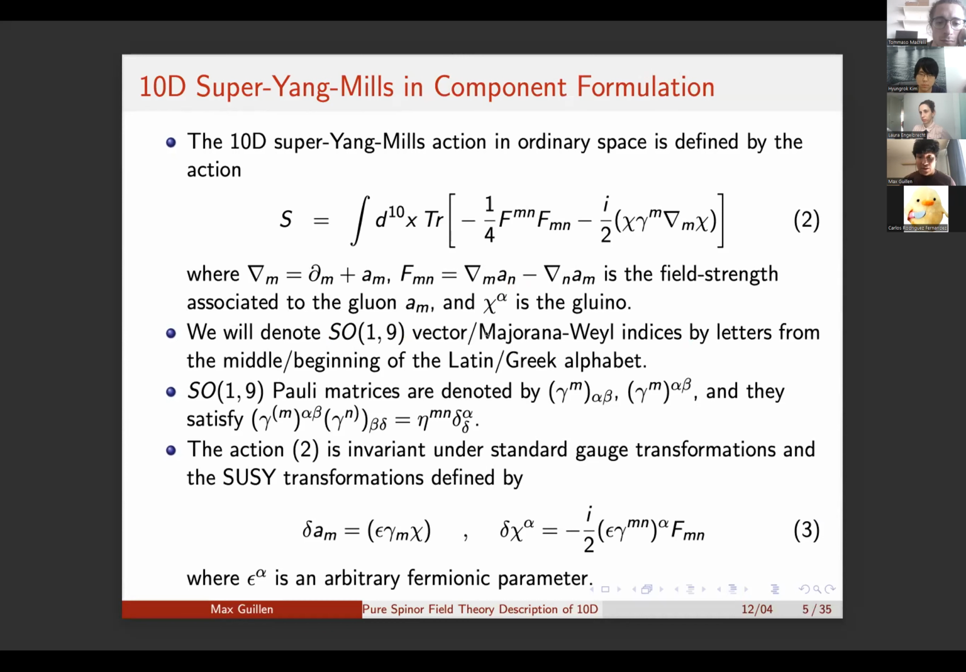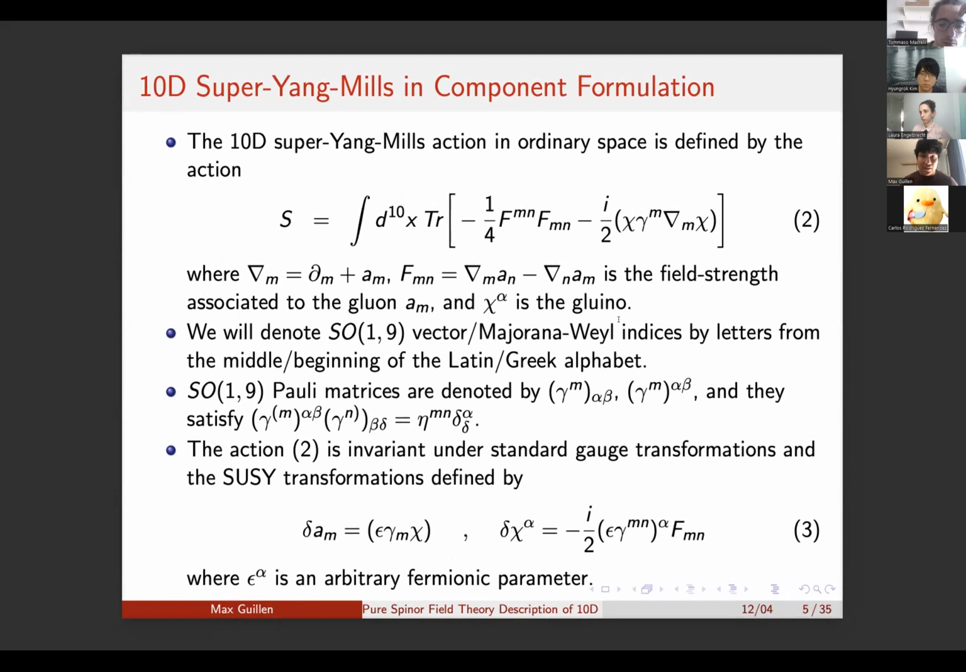I will use letters from the middle of the Latin alphabet to denote SO(1,9) vector indices, and letters from the beginning of the Greek alphabet to denote Majorana-Weyl spinor indices. Okay, so they have 16 components. Also, these gamma symbols in equation 2 are basically the SO(1,9) Pauli matrices, which satisfy this Clifford algebra in my third item here. So this action can be shown to be gauge invariant, of course, but also invariant under the supersymmetry transformations given by equations 3, where epsilon^alpha is an arbitrary fermionic parameter.